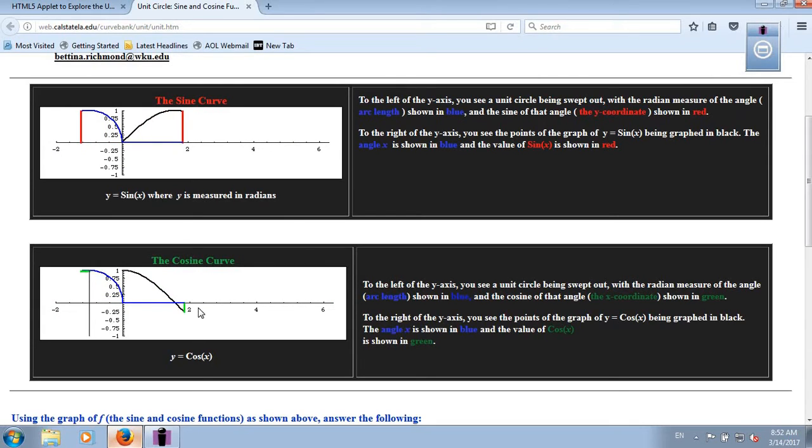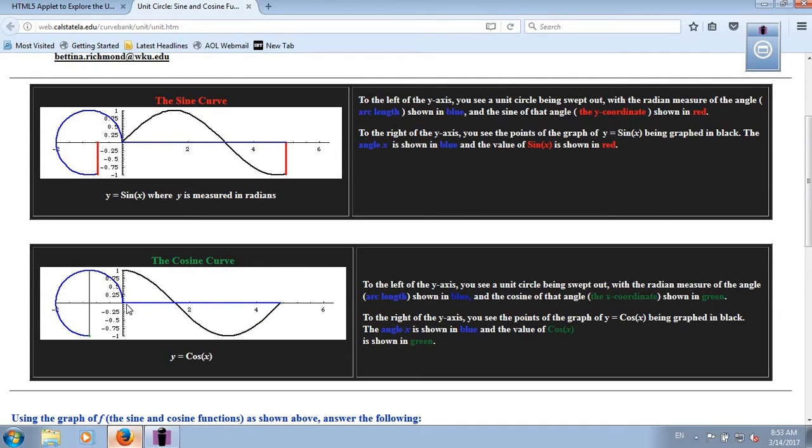So cosine and sine both have the period of 2 pi, because they repeat themselves. They both complete one complete rotation in 2 pi. So the period is 2 pi, but their starting point and ending point are different. So there's a certain shift involved between the cosine and sine.